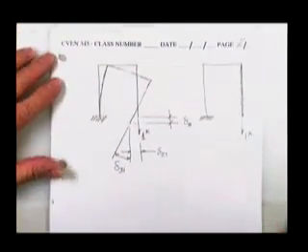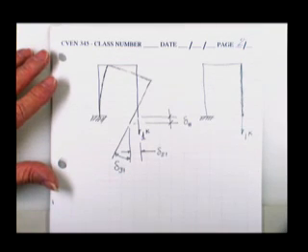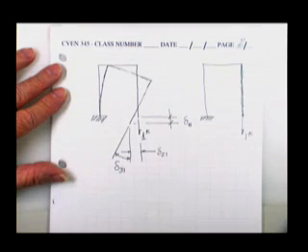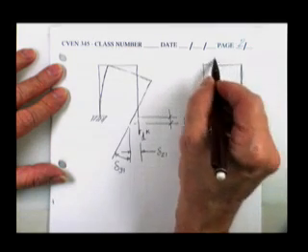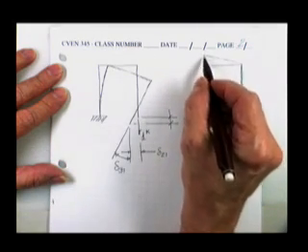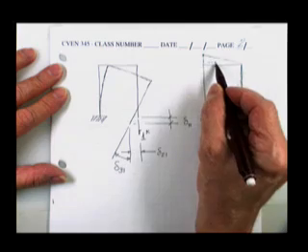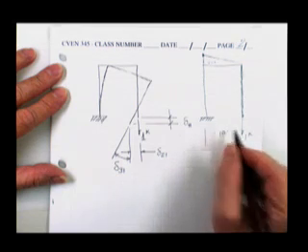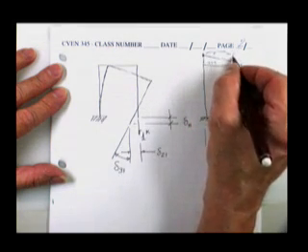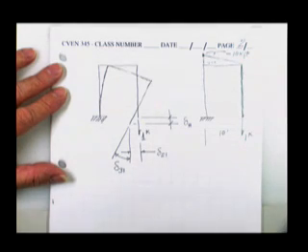Now then, we said that the moments would be positive if they caused compression on the outside of the frame. All right? So that's right. This will be a negative. Now, I don't care where you plot it, but I do care what you label the moment. That is pulling down. It's causing tension on the outside of the frame. This number right here is 1 times 10, and therefore this is a minus 10 for the moment.